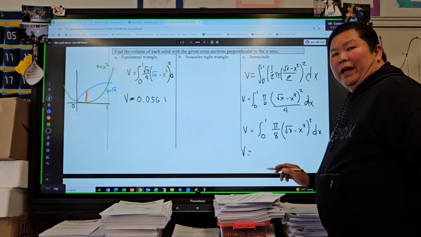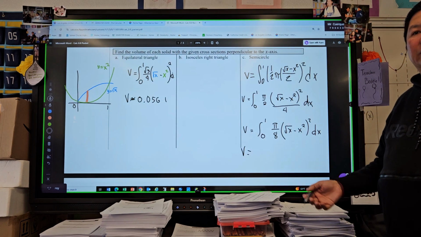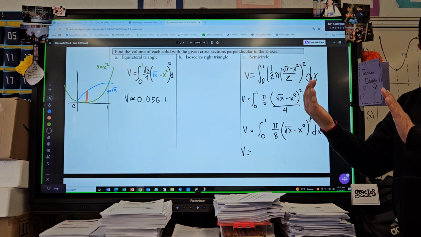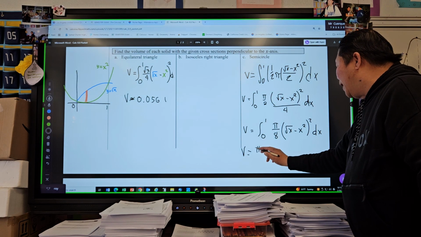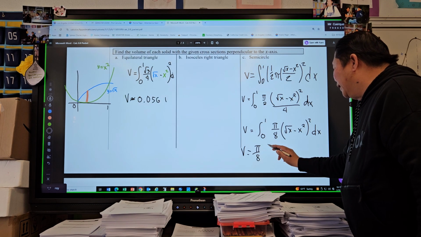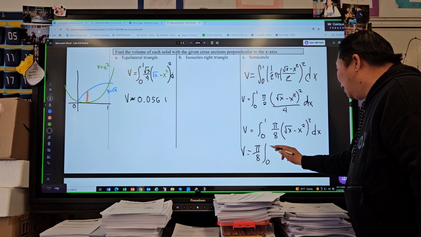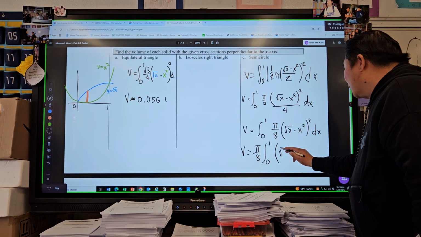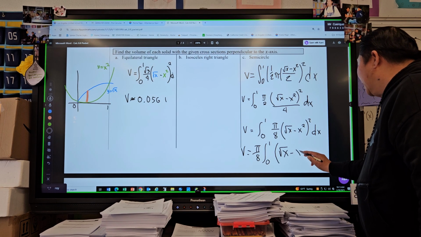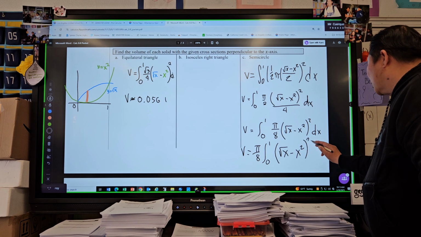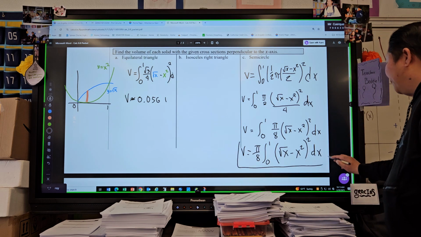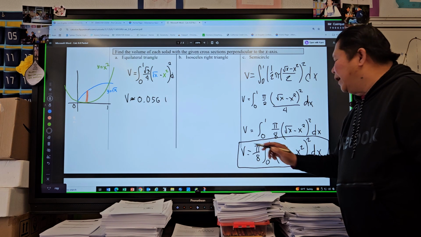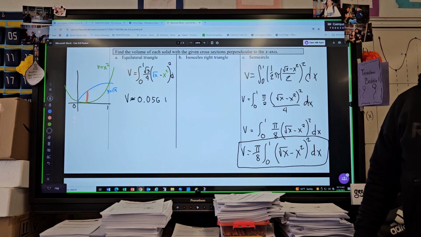Okay, if this is again multiple choice questions, it is written in simplified form. So it's now pi over 8, the integral from 0 to 1, and you have square root of x minus x squared, and then dx. That's the final answer. Okay? That's not that bad. But like, any question, guys?